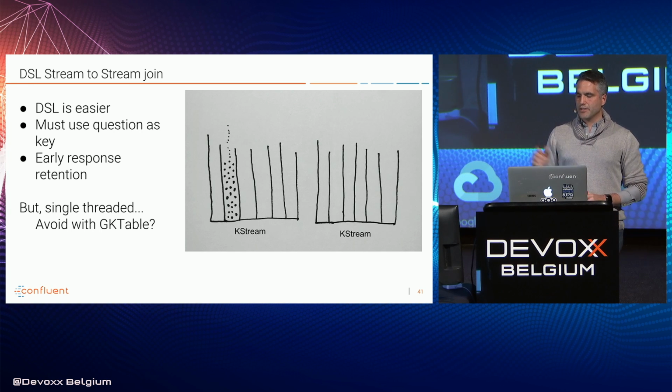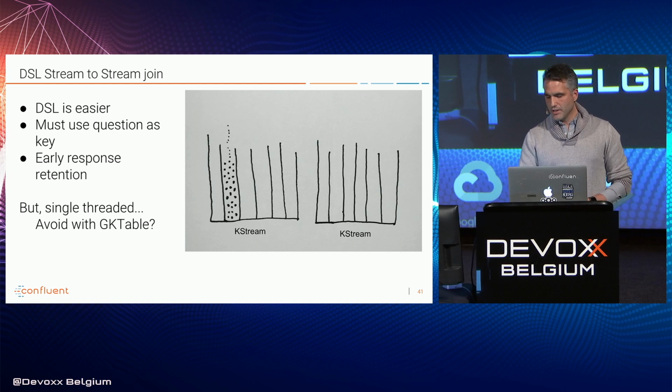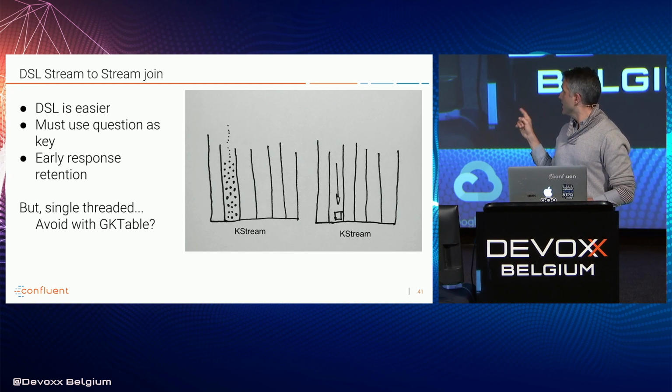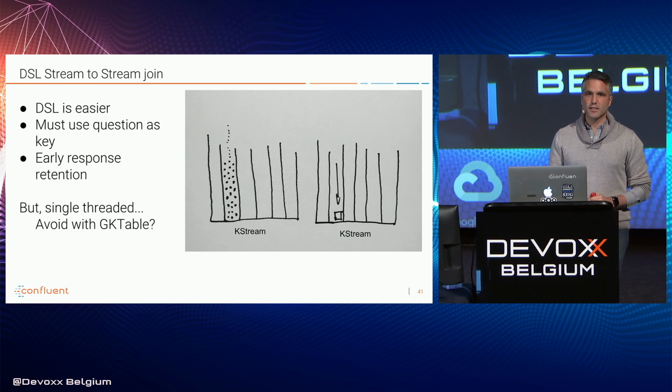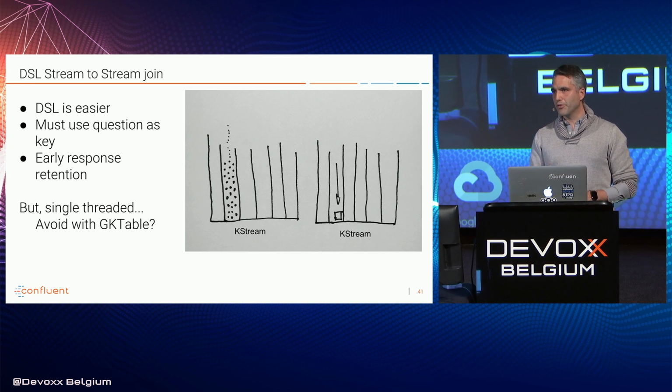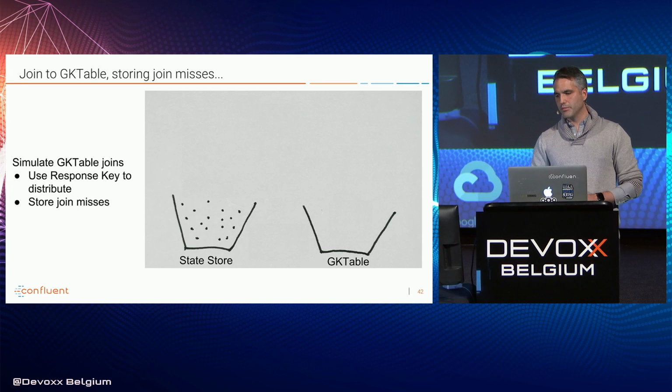So as I said, the DSL stream-to-stream join is inherently single-threaded. The columns represent partitions. When the answer arrives in the other stream, we can then join against it. It's a very, very easy implementation to do. Stream-to-stream join is very straightforward. But as I said, it's inherently single-threaded. So for example, if you had 4 million responses, you don't really want to have to be restricted to processing 4 million responses on a single thread when you have this big cluster farm. And as I said, with the global k-table, it only solves half the problem.